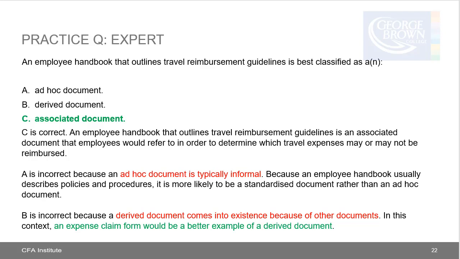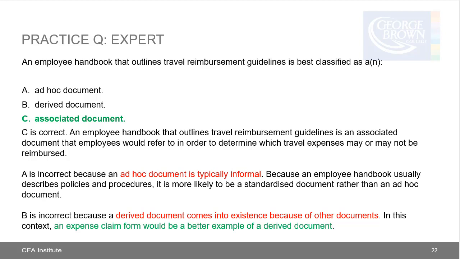Anyhow, C is correct. An employee handbook that outlines travel reimbursement guidelines is an associated document that employees would refer to in order to determine which travel expenses may or may not be reimbursed. Remember, an ad hoc document is typically informal. Because an employee handbook usually describes policies and procedures, it is more likely to be a standardized document rather than an ad hoc document. And also B is incorrect.